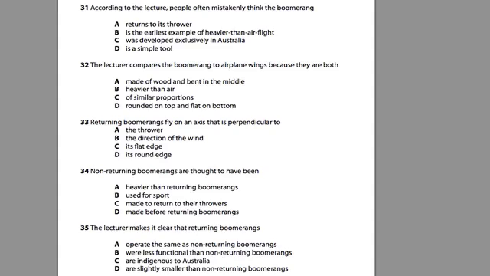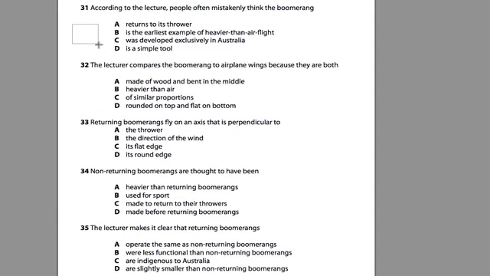Okay, so the questions, now there's a lot of text to kind of work through as you're listening, but they're pretty straightforward. 31, according to the lecture, people often mistakenly think the boomerang is the earliest example of heavier-than-air flight, was developed exclusively in Australia, is a simple tool. He says something about, I bet you thought that it is native to Australia. So this is the mistake he's talking about. The answer there would be C.